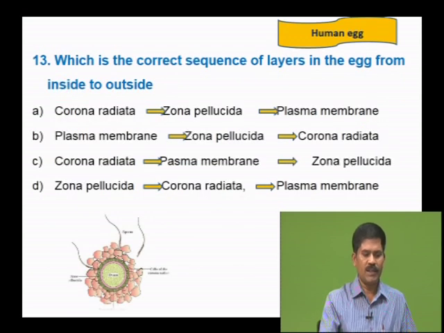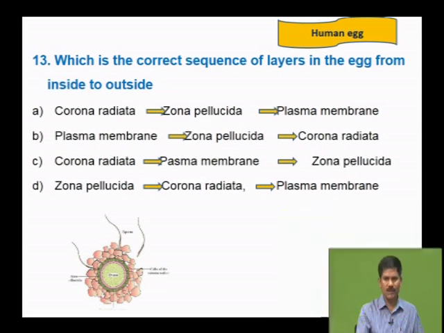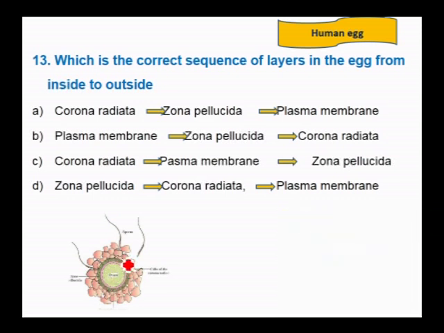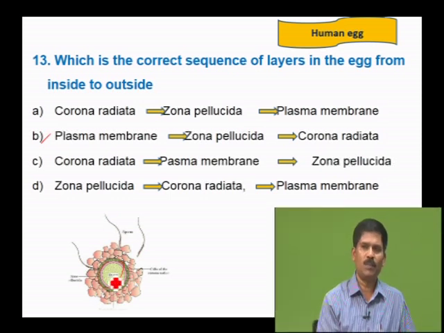Which is the correct sequence of layers in the egg from inside to outside? I was saying, this is the human egg which is surrounded by the plasma membrane. The plasma membrane must be in this one, because inside to outside is asked, and the plasma membrane is in these options. Next, the plasma membrane is surrounded by zona pellucida, a cellular or non-cellular layer.